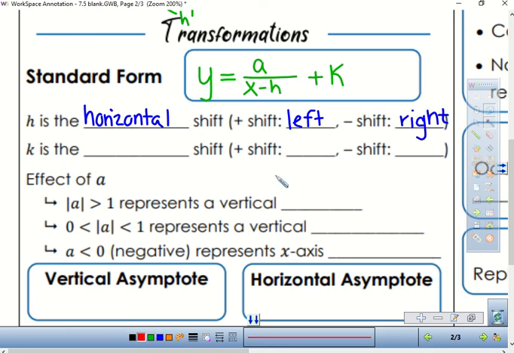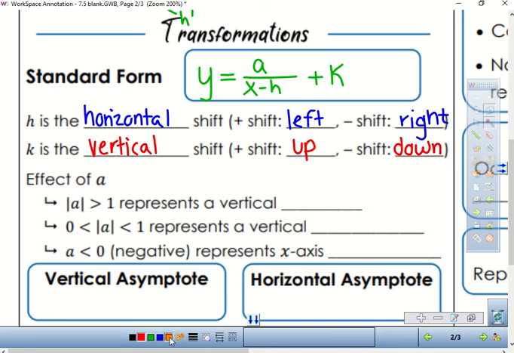And if h is horizontal, what do you think k is? Good. The k represents a vertical shift. Vertical shifts are up and down. So k is as is: if it's negative, it's going down. If it's positive in the formula, it's going up. It does not change sign in the formula.